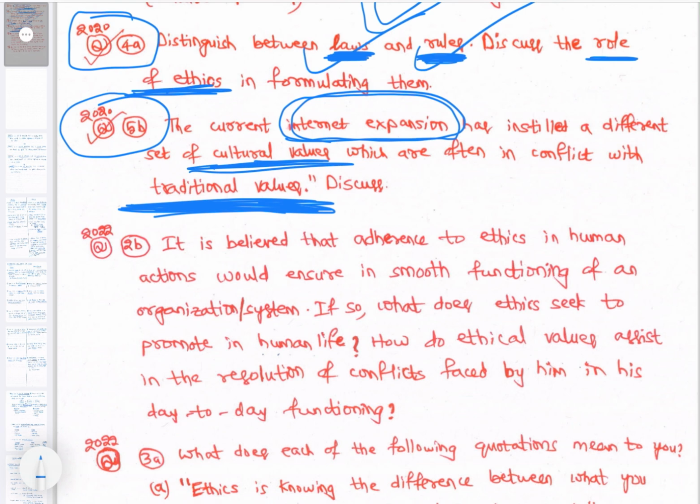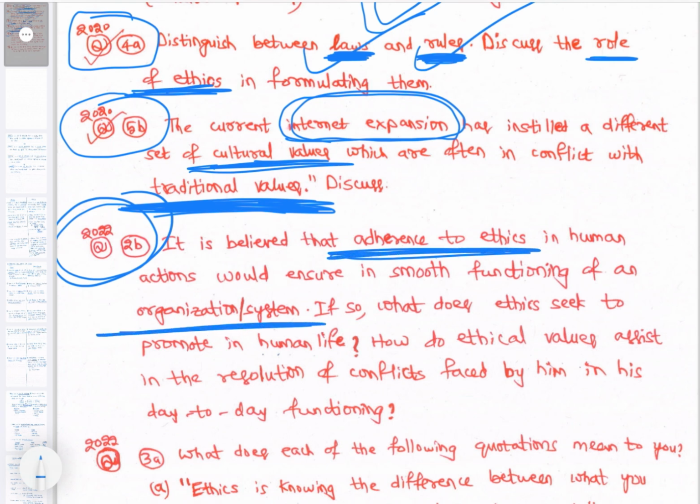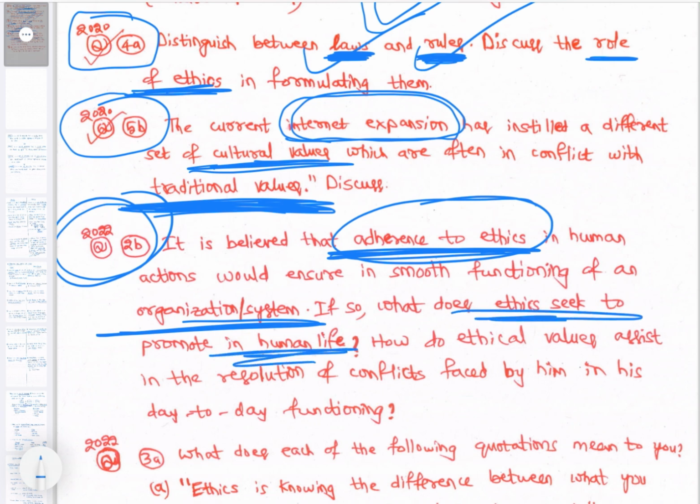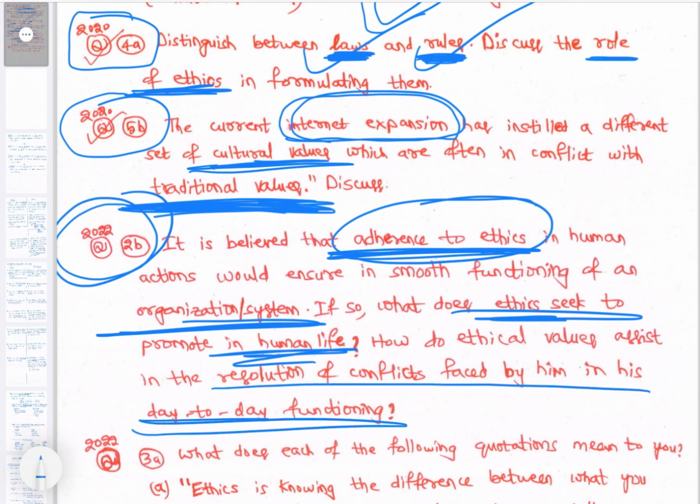Then it is believed that adherence to ethics in human actions would ensure smooth functioning of an organization. In 2022 there is a question like that. Again importance of ethics. So what does ethics seek to promote in human life? How do ethical values assist in resolution of conflicts faced by him in day-to-day functioning? Again this is one question.